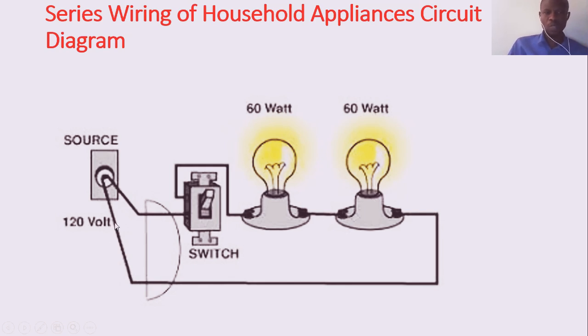You can now see the difference between them. You can see this is 120 volts. This one cannot have the same voltage as this one. And if there's another one here, it will reduce. If there's another one, it will reduce further. So if this particular one is 40, this bulb will not come on. That is the difference between parallel and series connection.